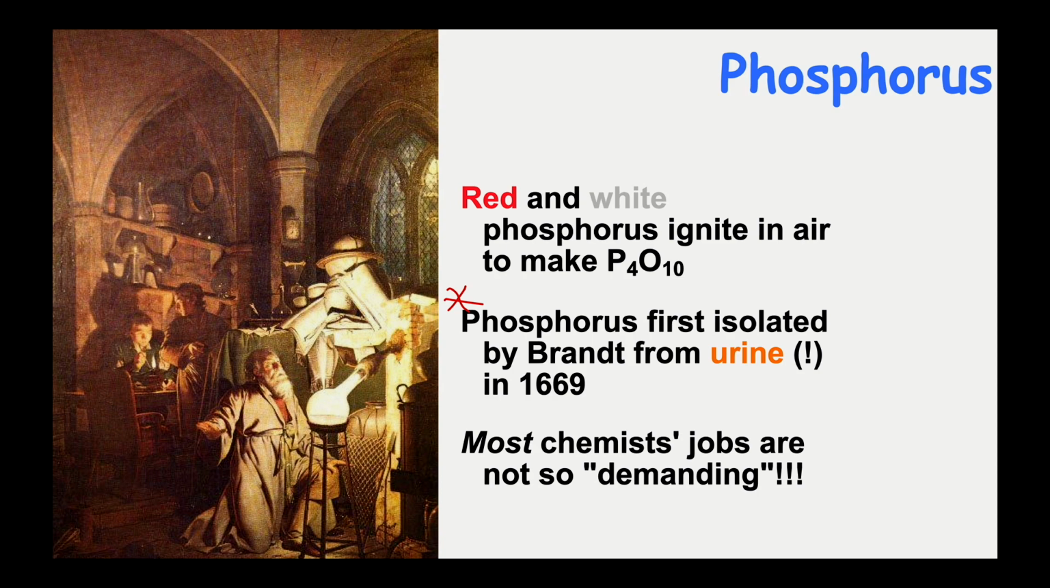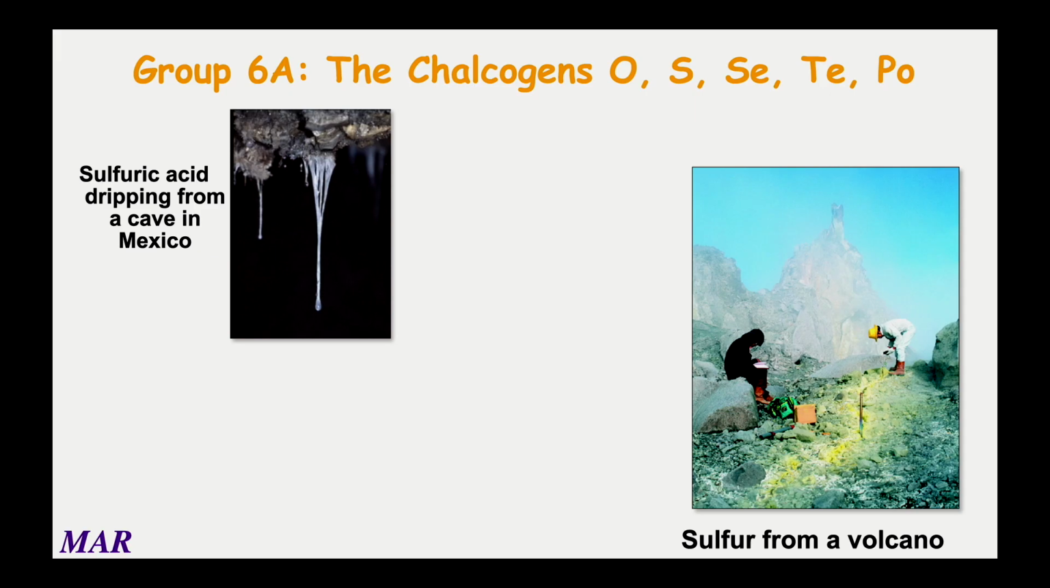It may not be what you thought, but it still will be cool. Group 6A, which has the fancy name chalcogens, but you don't have to know that either. Oxygen, of course, so important for life. Sulfur and selenium, also important. Sulfuric acid, of course, is a big industrial chemical, sulfur in volcanoes. Tellurium, polonium, not as used and stuff, but also pretty interesting stuff.